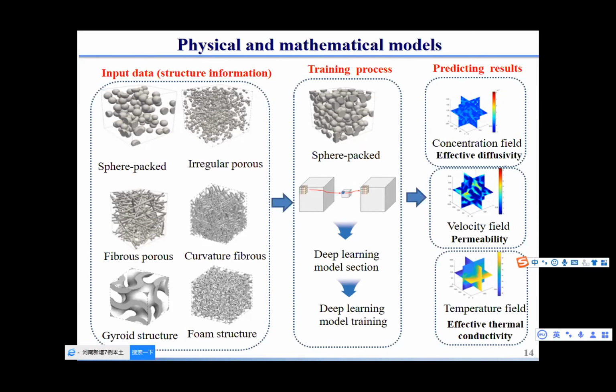Of course, we find we can do this. We can use this method. We can even predict the concentration field. That is, we can not only predict the general transport performance such as diffusivity, we can also predict the concentration field corresponding to effective diffusivity. We can also predict the velocity field corresponding to permeability, and we can get the temperature field, corresponding to the effective thermal conductivity.